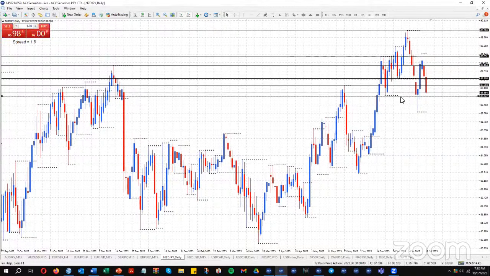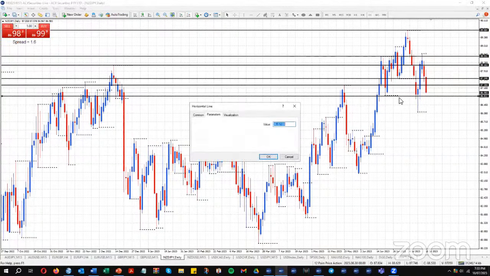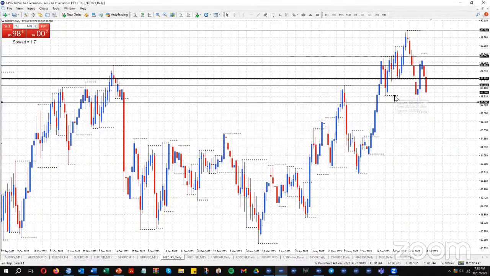86.852. So as I was saying, the weekly candle was positive last week. 86.852.